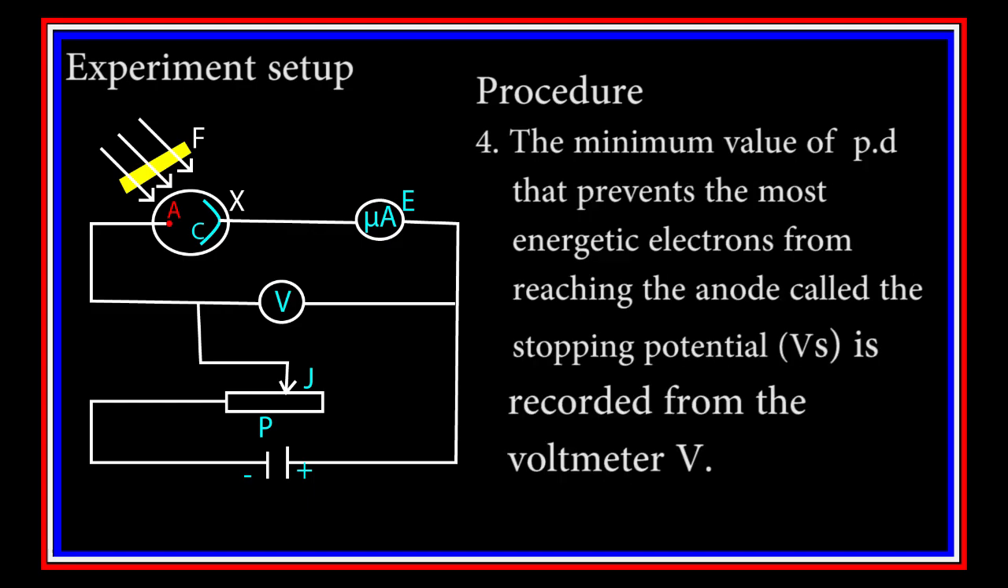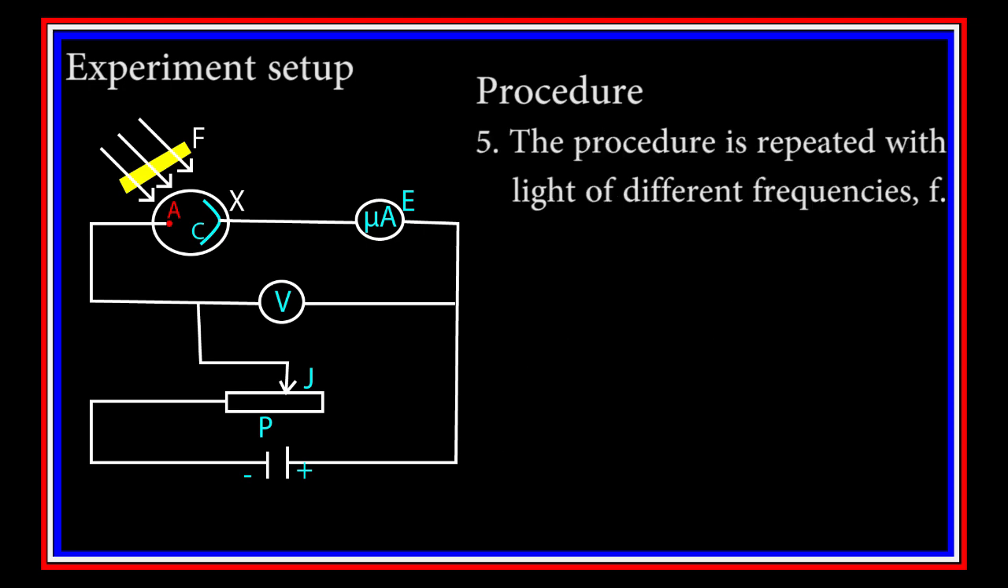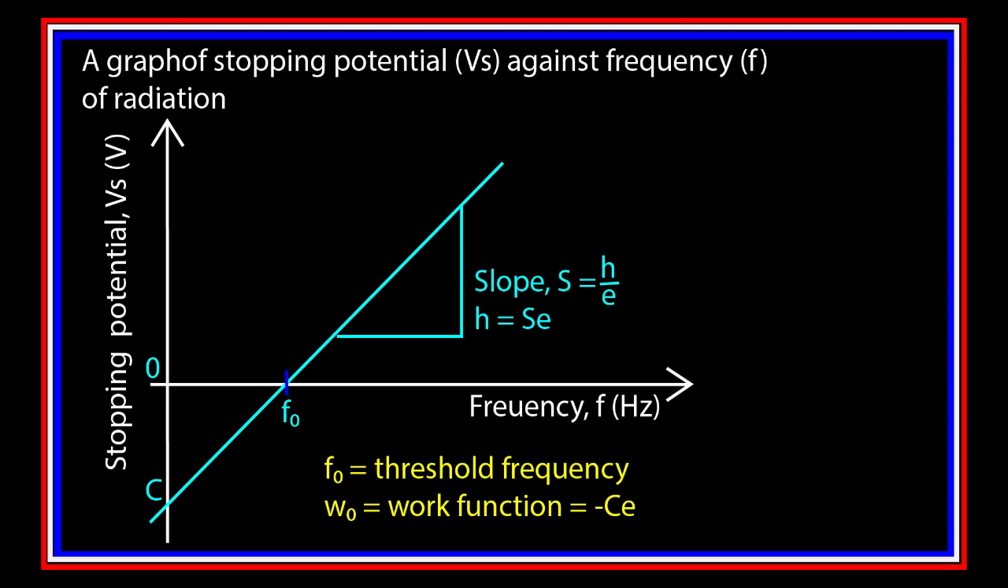The minimum value of PD that prevents the most energetic electrons from reaching the anode, called the stopping potential Vs, is recorded from the voltmeter V. The procedure is repeated with light of different frequencies f. A graph of stopping potential Vs against frequency f is plotted as shown below.